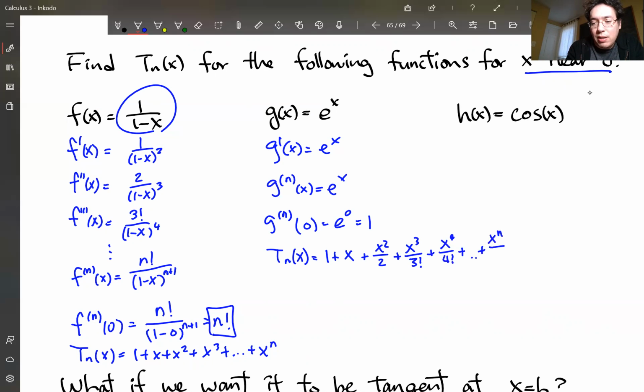X to the n over n factorial. So this is going to be the nth order Taylor polynomial for the exponential function e to the x.